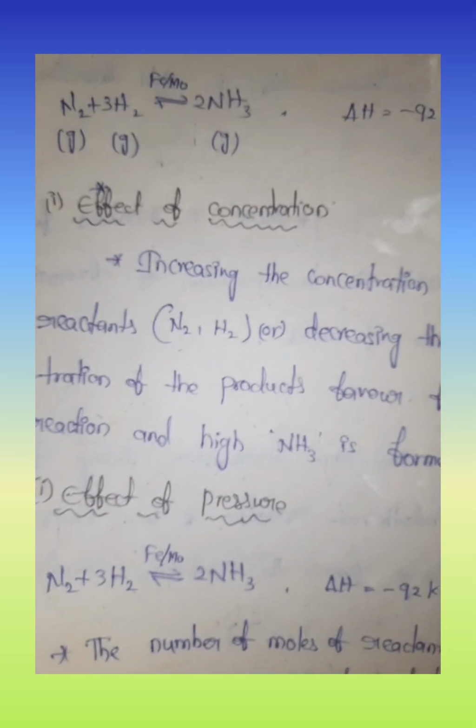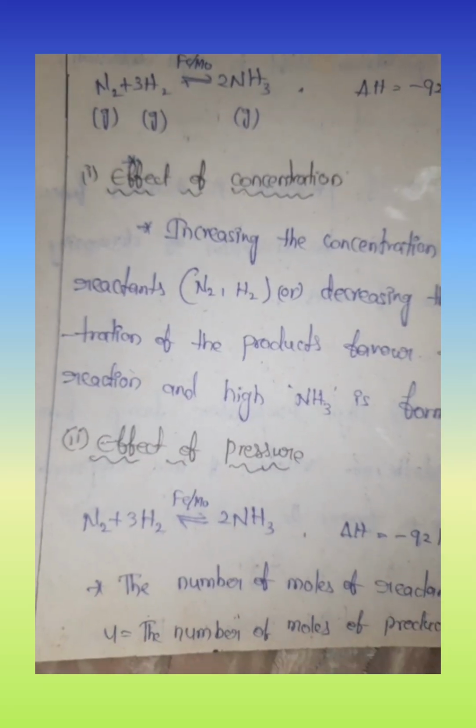Effect of concentration: increasing the concentration of the reactants N2 and H2, or decreasing the concentration of the products, favors the forward reaction and a high yield of ammonia is formed.